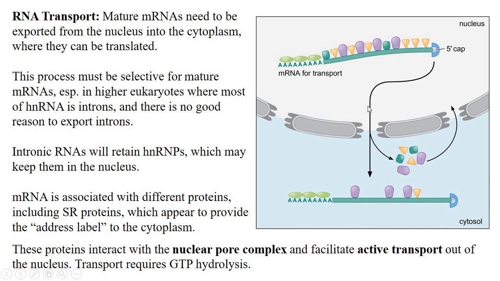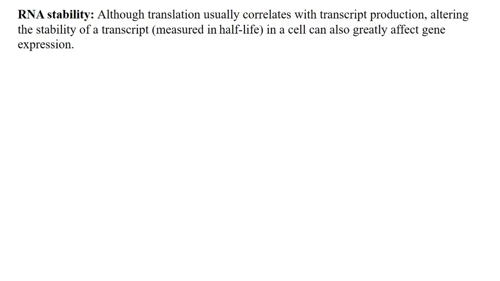These proteins that are bound to this mRNA interact with the nuclear pore complex, and these facilitate this active transport out of the nucleus. This transport requires GTP hydrolysis. That's why it's an active transport. It requires energy in order for mRNA to be transported from the nucleus to the cytoplasm.